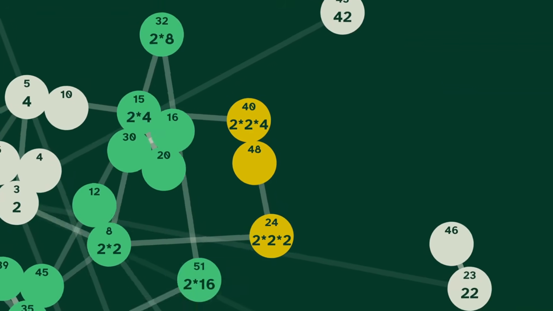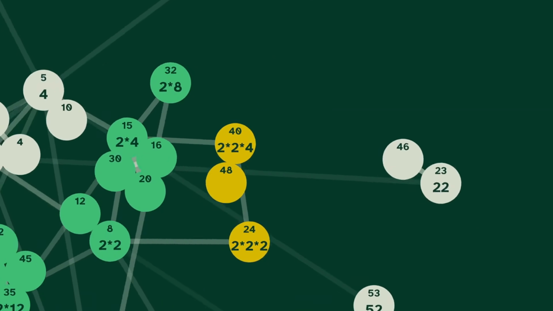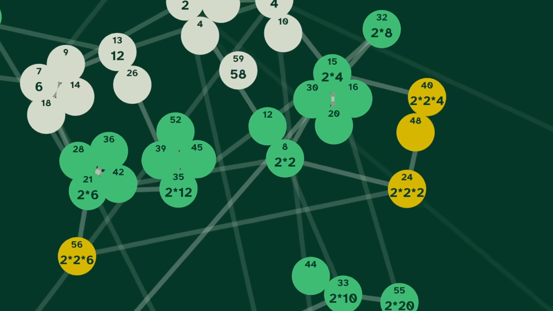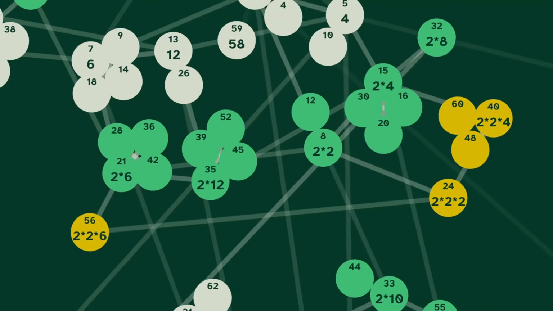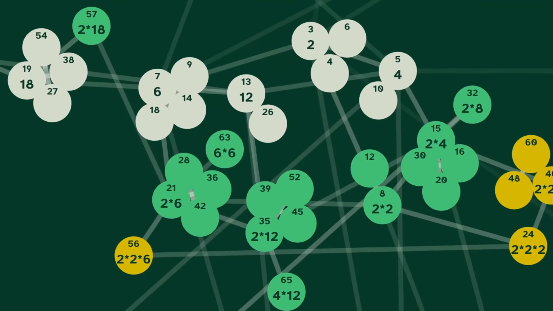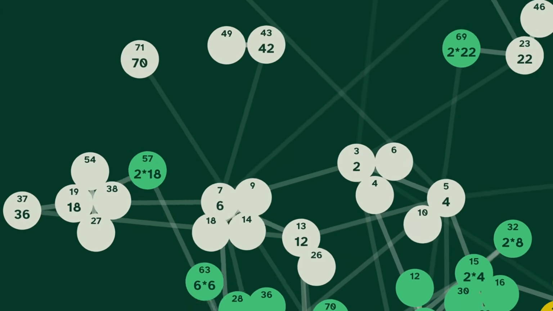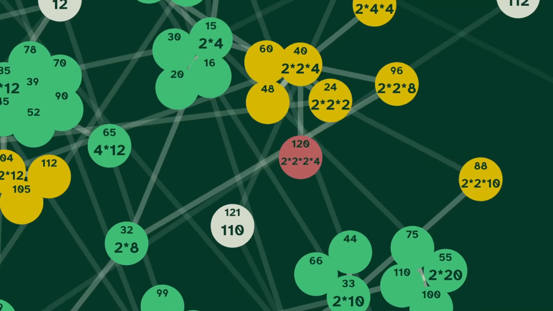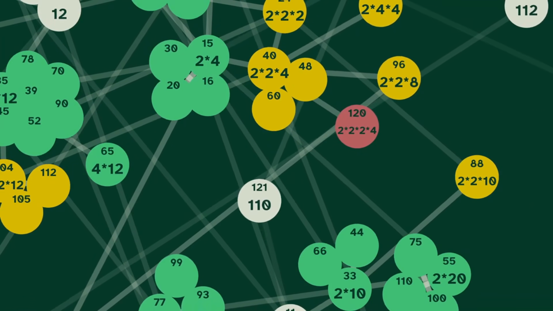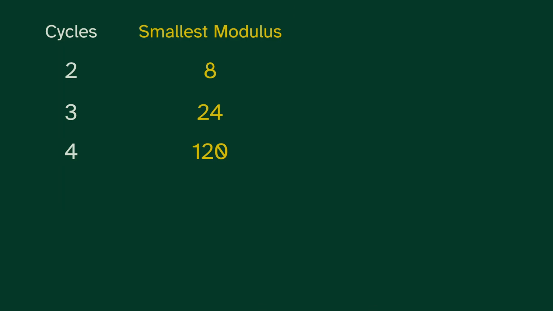And now try to predict what's the smallest modulus that has 4 cycles. What do you think? 8 was the smallest with 2. 24 was the smallest with 3. Is there a pattern there? The answer is 120. It has 4 cycles. It's a 2, a 2, a 2, and a 4 cycle. Let's take a look at that in a table. What do you think is the smallest with 5? It is 840. How about 6?